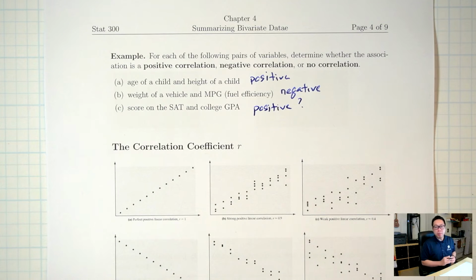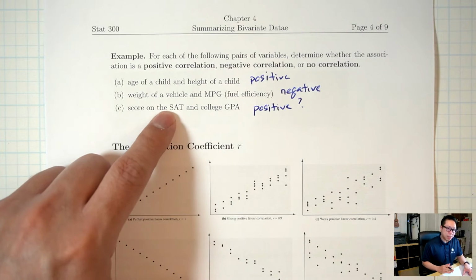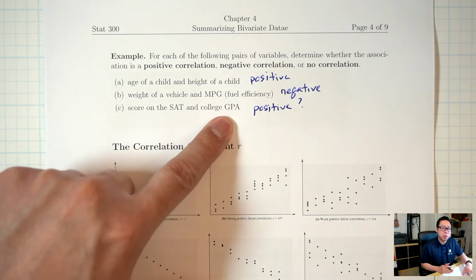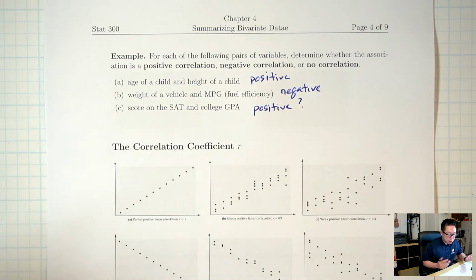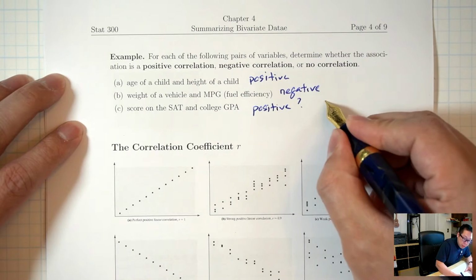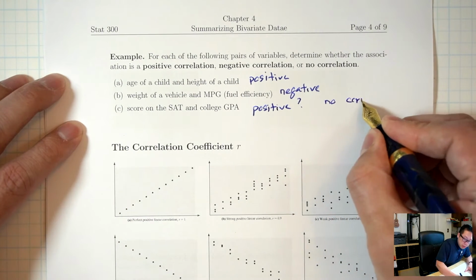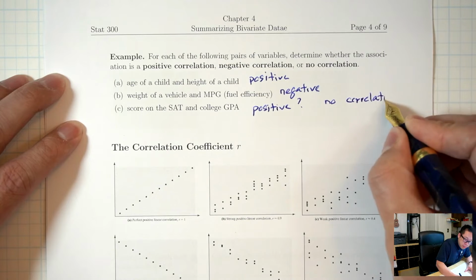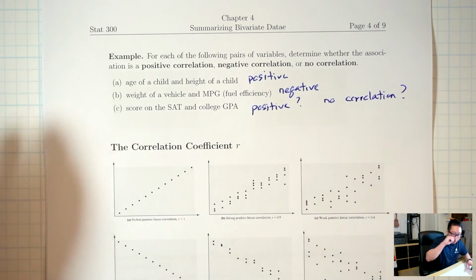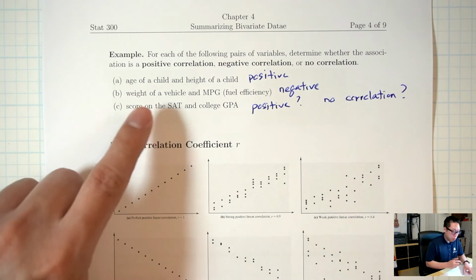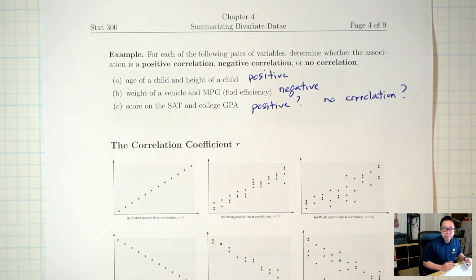I put a question mark there because these days colleges are actually finding that the SAT is not a good predictor of how well a student's going to do in college. So I would maybe even say now that this is no correlation. So much so that some colleges are no longer requiring the SAT.